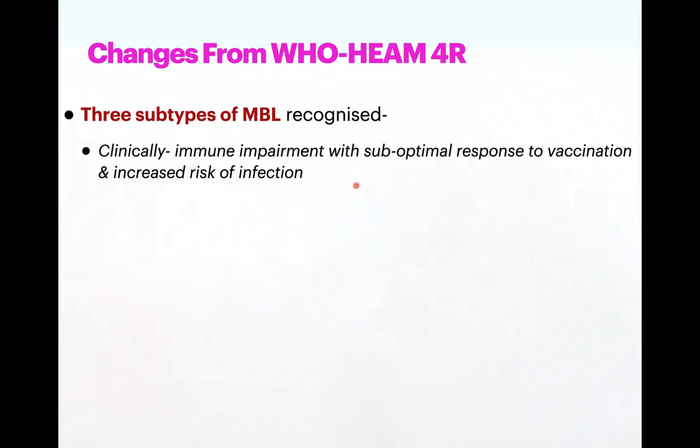Okay, so why is it important to recognize this monoclonal B-cell lymphocytosis? Because clinically it is relevant. It is characterized by immune impairment with suboptimal response to vaccination and increased risk of infection. So monoclonal B-cell lymphocytosis, by definition, has a clonal B-cell count. Focus on the word, not the lymphocytosis, less than 5,000. Clonal B-cell count that is less than 5,000 per microliter.